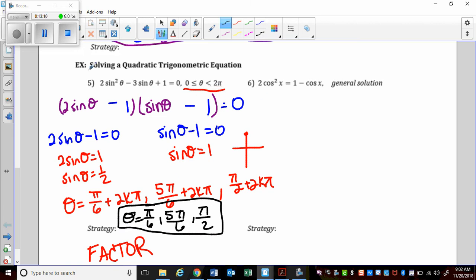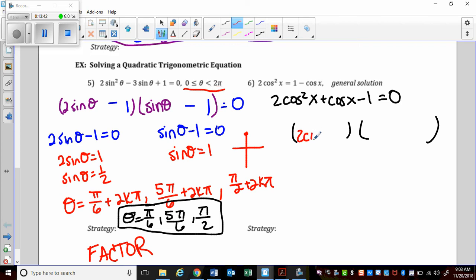So let's try this one also. It looks like we're going to factor again since this cosine is squared. However, I need to move everything to one side. So I have 2 cosine squared x, add it, so plus cosine x, and then subtract it, minus 1 equals 0. We always have to get everything on one side, set it equal to 0, and we usually want our leading coefficient to be positive. I know to factor this, we're going to have 2 cosine x and cosine x. And then we're going to have 1 and 1.